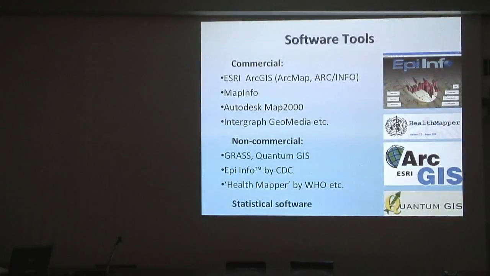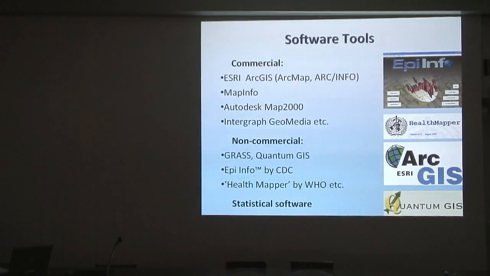Software. There is a lot of GIS software. It's possible to find commercial software and non-commercial software. Maybe the most popular software among epidemiologists is Esri ArcGIS. It's used widespread, and you can find mention of it in different articles. It's a very powerful software, but it's very expensive as well.